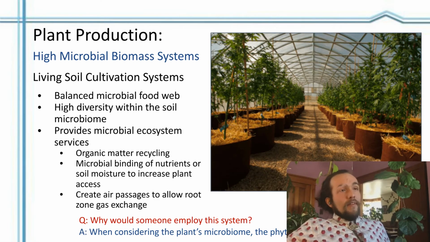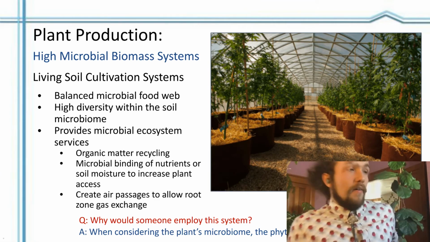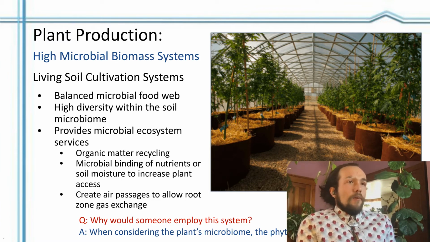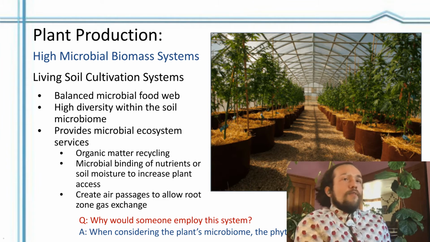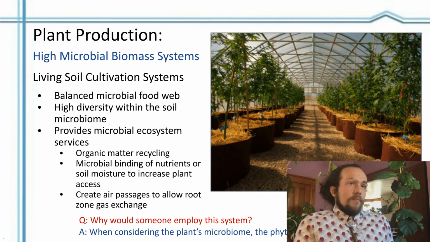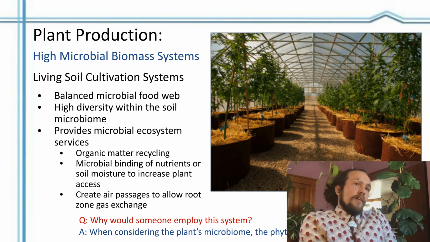So the opposite of everything we just covered would be a high microbial biomass system, also called a living soil cultivation system. This is typically when growers are cultivating both the plants and the soils that they're growing in. Some benefits to these systems include high microbial diversity, and we will talk about some benefits that can bring to your plants in a couple slides.